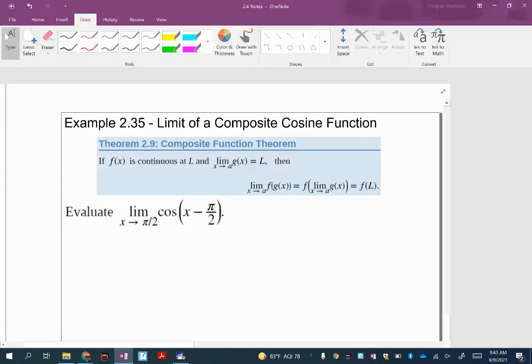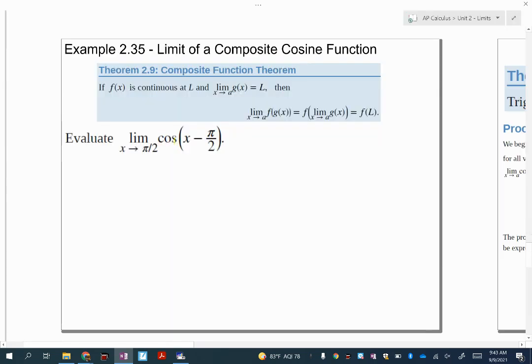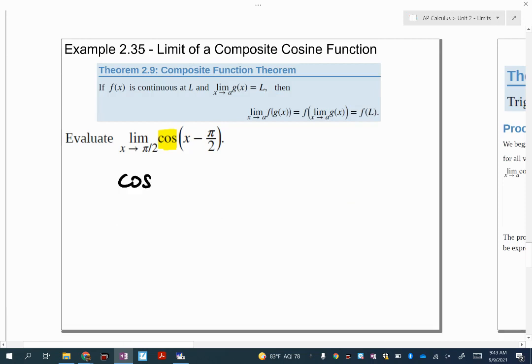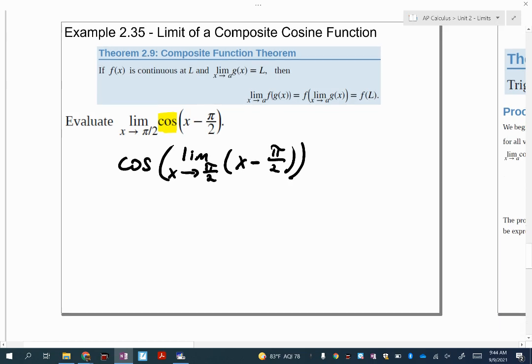So the idea is this cosine function, right? This cosine function is that first function. So it's going to move to the front. So the cosine of the limit as x approaches pi over 2 of x minus pi over 2. So we're going to focus on the inside first. So to find the limit, I'm going to plug in pi over 2. When you plug in pi over 2, you get pi over 2 minus pi over 2, which is 0.